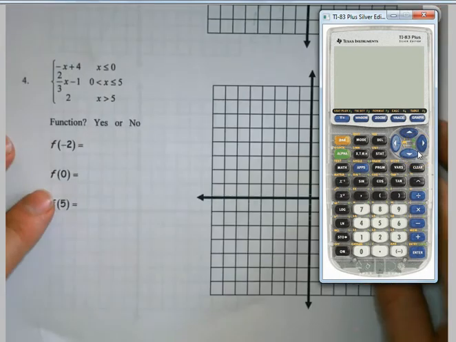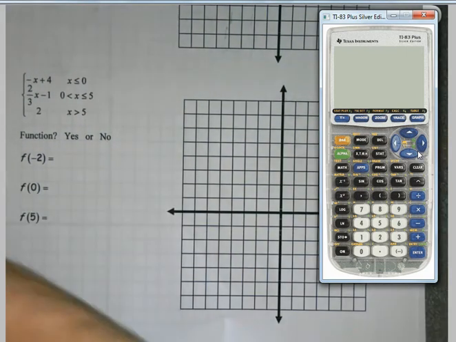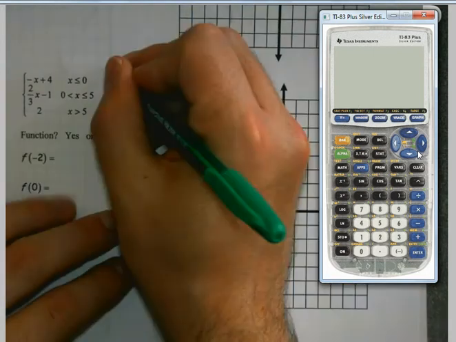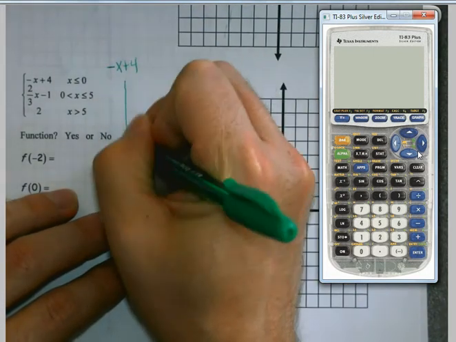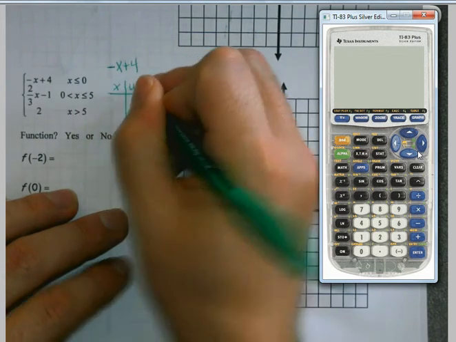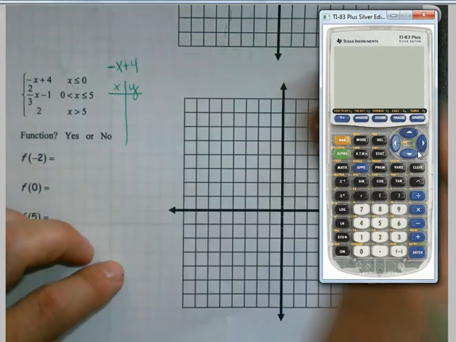You're like, oh, now there's 3 of them. Lovely. Okay, so here's how we're going to do this. We're going to do it just like we did the last one. I'm going to make a little mini chart for each of these. And again, x is less than or equal to 0. Okay, we're starting at 0.